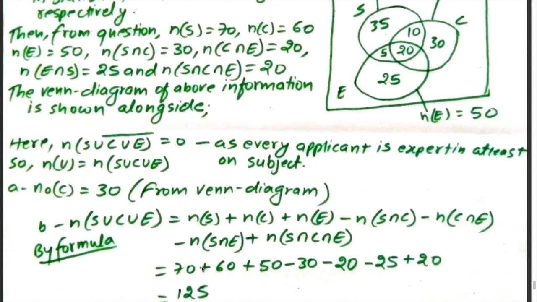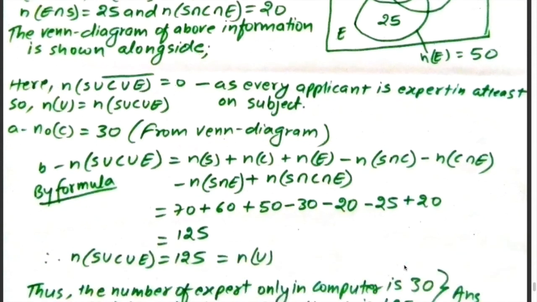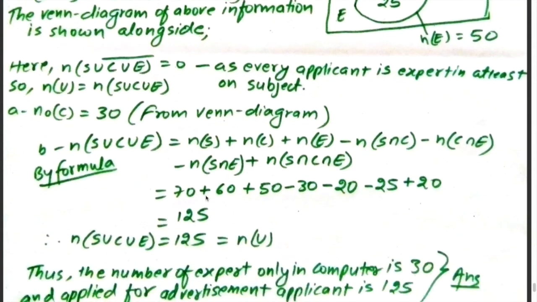Here n(S) is 70, n(C) is 60, and n(E) is 50, and minus 30, minus 20, minus 25, and for all three, plus 20. After addition and subtraction of all these numbers, it comes to 125. So n(S union C union E) equals 125, which equals n(U).